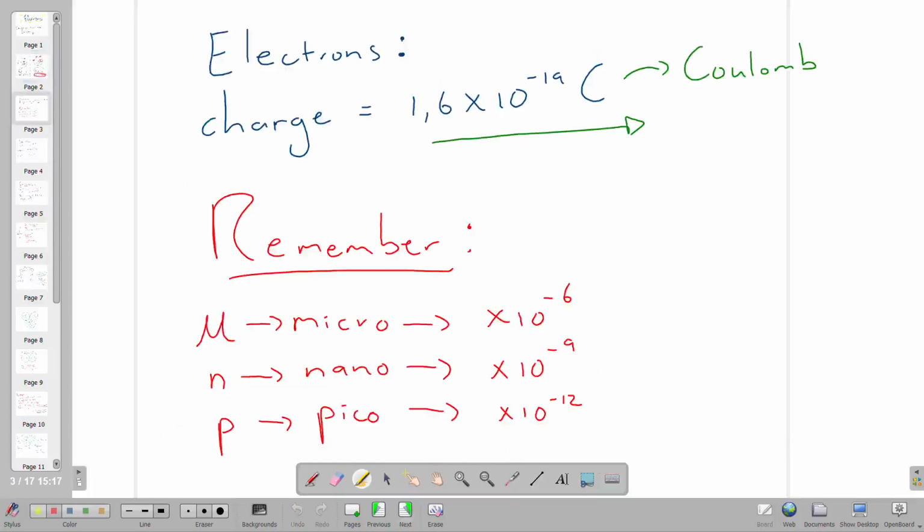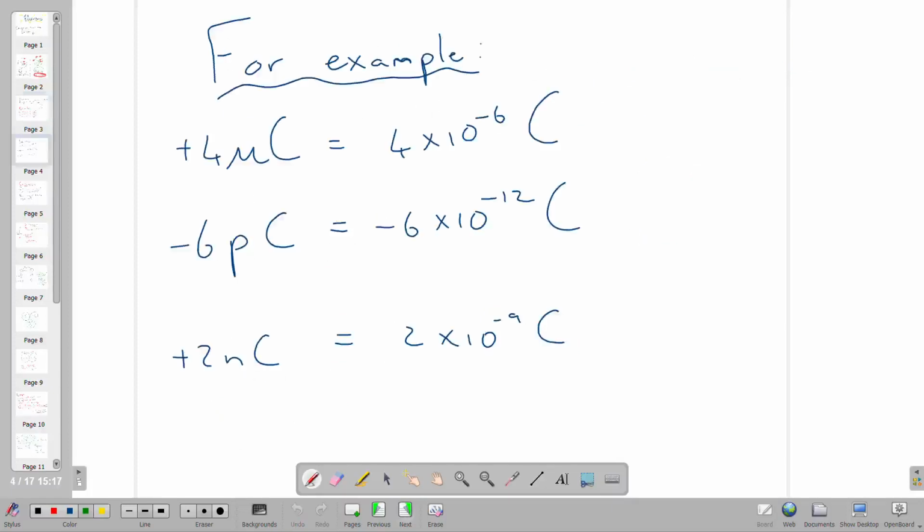So remember, when we're dealing with electrostatics, we're dealing with charge, for which the unit is coulomb, and we use the symbol Q. And remember from the beginning of the year, we dealt with all those prefixes: micro, nano, and pico. Micro being times 10 to the negative 6, nano times 10 to the negative 9, and pico times 10 to the negative 12. This is not given to you in your test. You must know what each of these mean, and you must study them as you did at the beginning of the year.